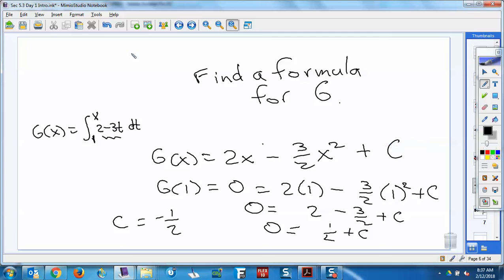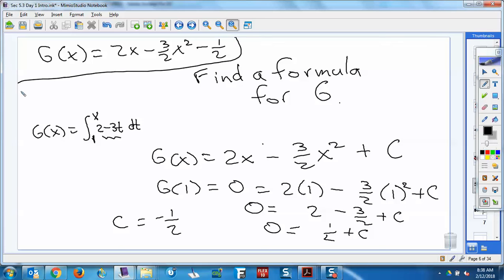Now put that back in. So my final answer, G of X, is 2X minus 3/2 X squared, and I don't care what order. Usually we'd write the X squared first, and the C is -1/2. So you know G of 1 is 0, so you put a 1 in for X, get a 0 out. What does C have to be? So you don't have to go through the whole trapezoid and all that area stuff you did, because we now have this free initial condition that we can find the C for.